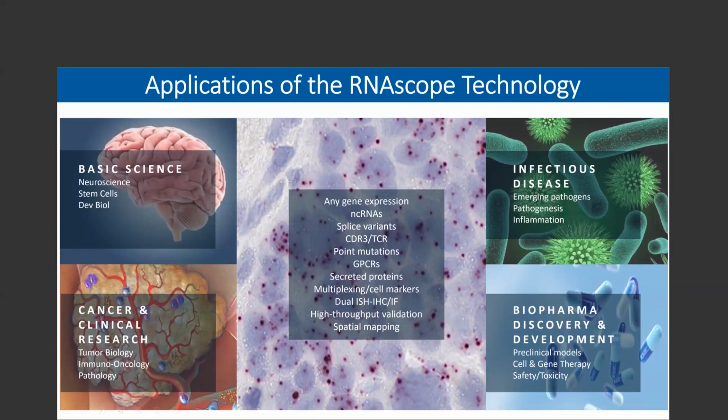As you can see, it has been used in basic science research, for neuroscience applications, in stem cells, developmental biology. It has also been used for infectious disease research, especially for emerging pathogen research, where developing antibodies can take several months, but designing an RNAscope probe against an emerging pathogen is pretty rapid and allows quick research. In addition, we also support cancer and clinical research and biopharma discovery and development.